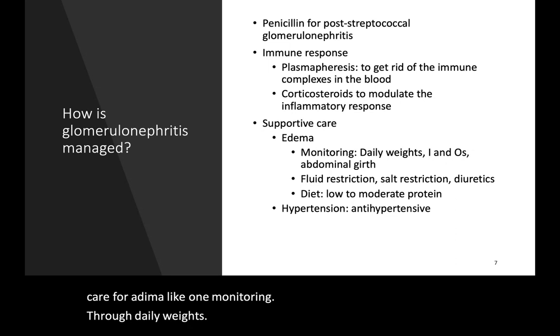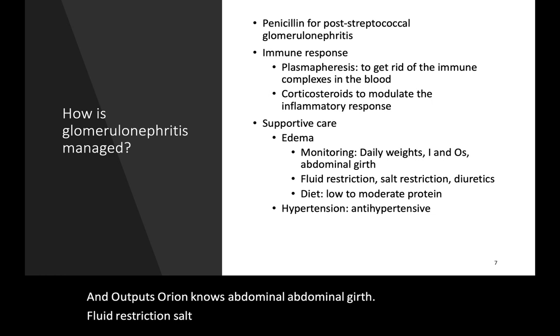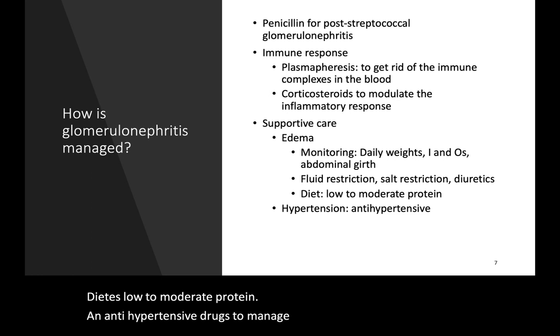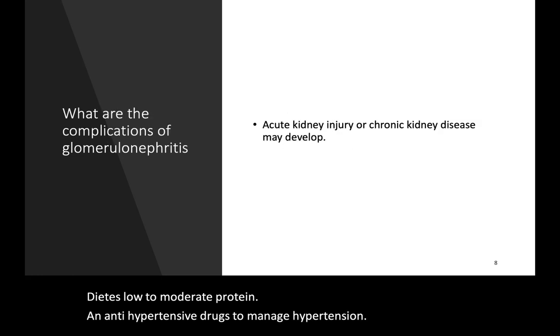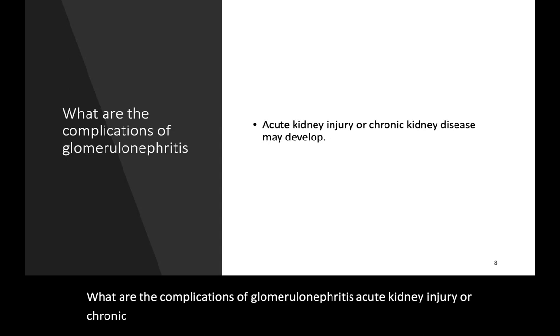inputs and outputs, or I&Os, abdominal girth, fluid restriction, salt restriction, and diuretics. Diet is low to moderate protein, and antihypertensive drugs to manage hypertension. What are the complications of glomerulonephritis? Acute kidney injury or chronic kidney injury may develop.